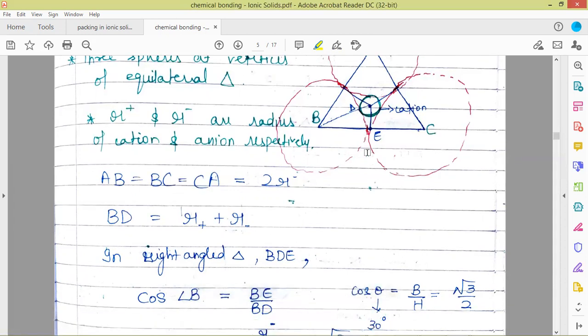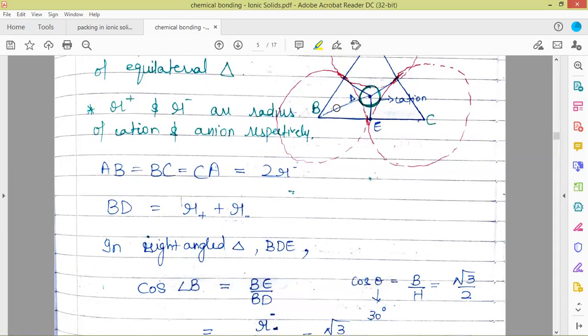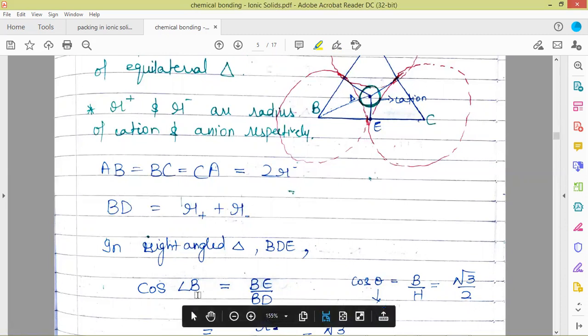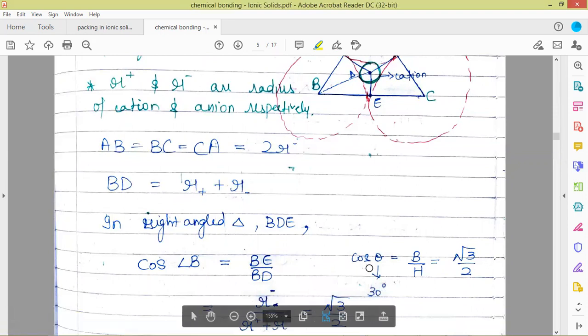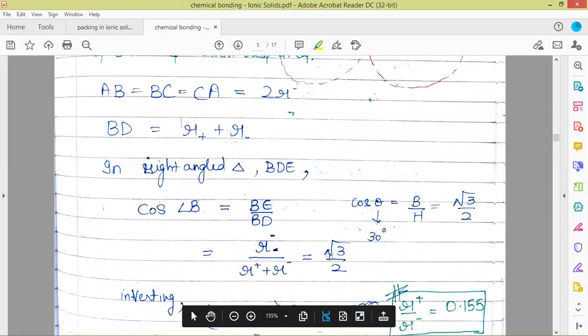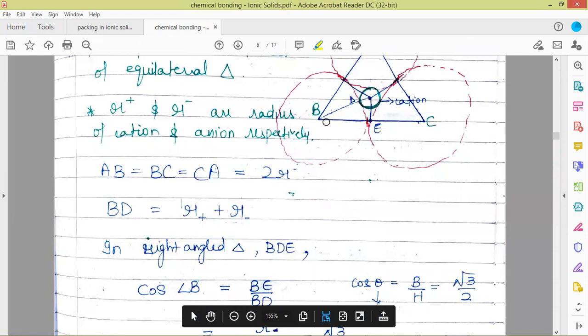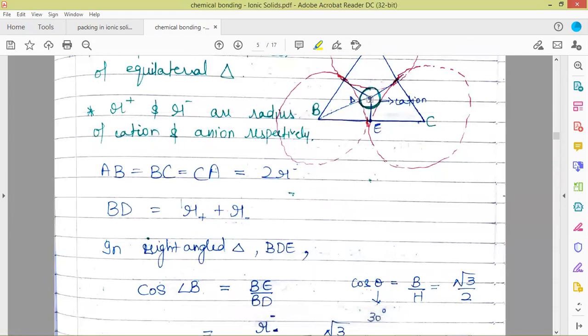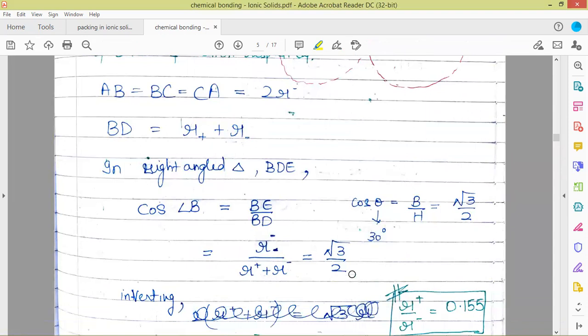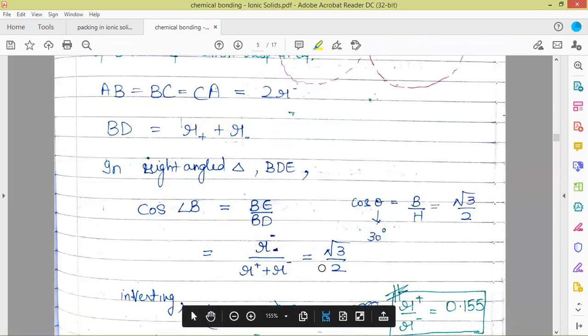So further, if we consider this right angle triangle B, D, and E, and take the cos of this angle: in an equilateral triangle the whole angle B is 60 degrees, so here it is half of that angle. So cos B is cos 30, which is equal to base upon hypotenuse. Here base is BE divided by BD. The value of cos 30 we already know from mathematics is √3 by 2. BE is r negative and hypotenuse is r positive plus r negative, so base upon hypotenuse is equal to √3 by 2.